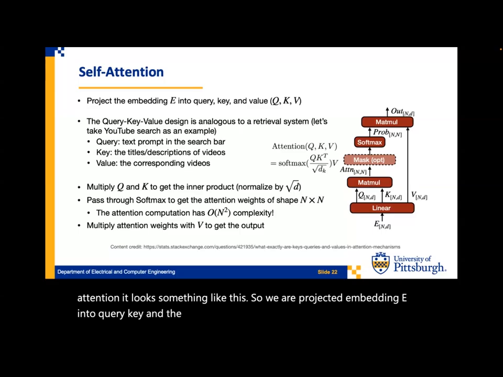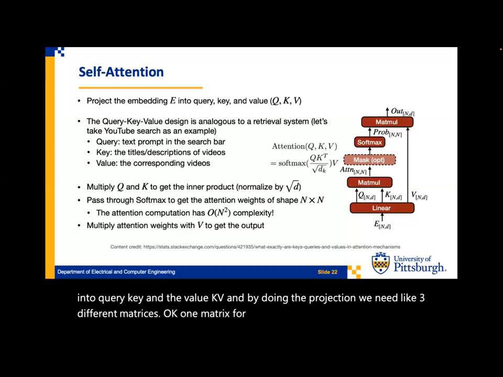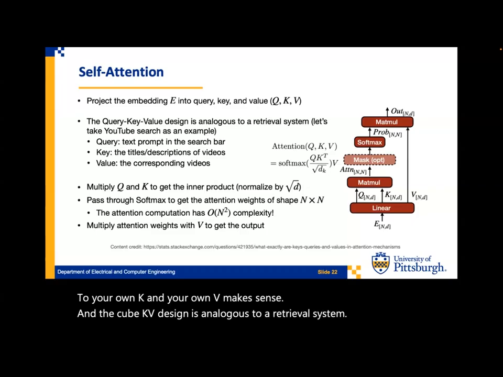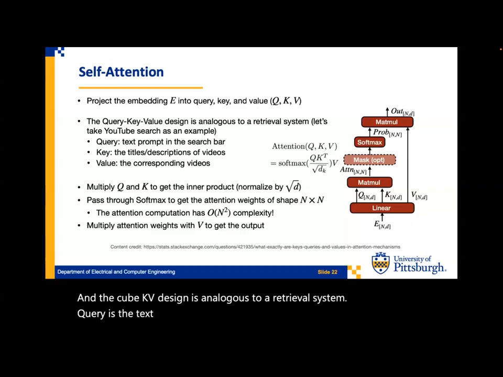By doing the projection, we need three different matrices. One matrix for each token: you multiply with this matrix to get your own Q, your own K, and your own V. Make sense? The QKV design is analogous to a retrieval system. Query is the text prompt. Key is the title description of the video. The value is the actual video.